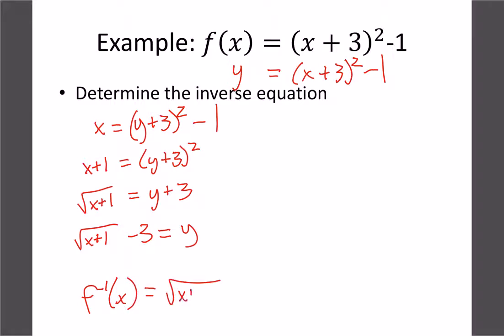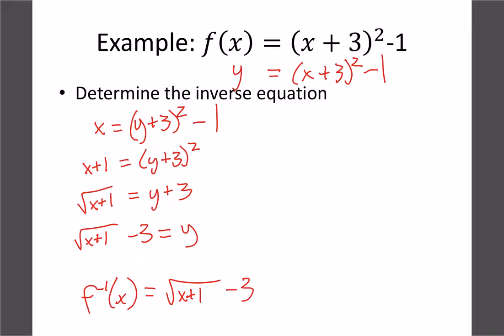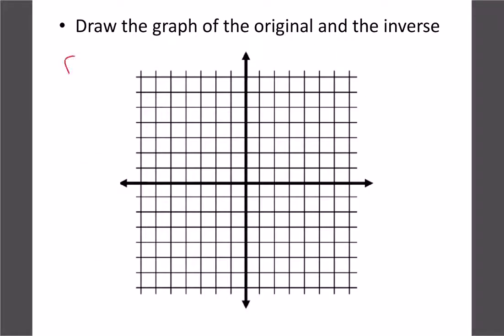So square root x plus 1 minus 3. So now this is where we have an issue. If we were to look at the original graph, let's rewrite them on the next page here. Our original was (x plus 3) squared minus 1. Okay, so let's sketch that one first. So that one will be 3 left and 1 down, so it'll be something like this. So we should have a quadratic that looks something like that for our original graph.